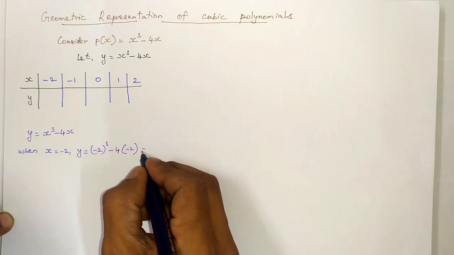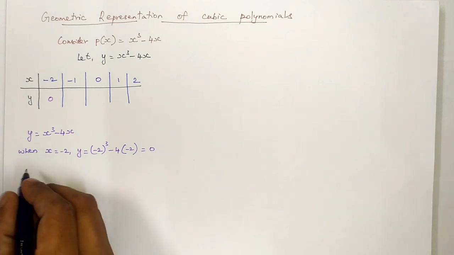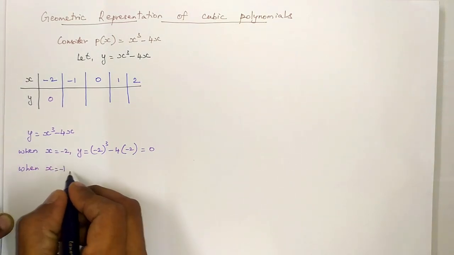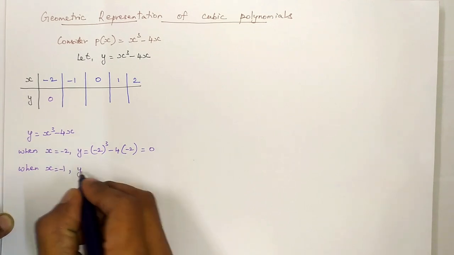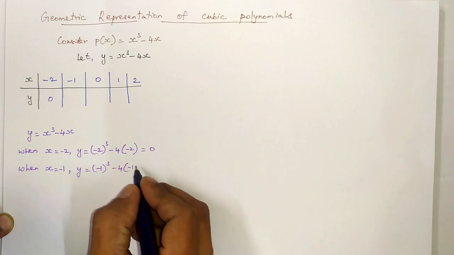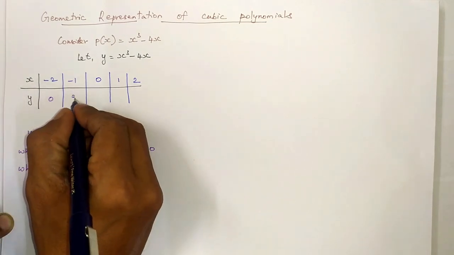So we have 0, so we can put y is equal to 0. So when x is equal to minus 1, y is equal to minus 1 the whole cube minus 4 into minus 1. So we have 3. So we can put 3 here.